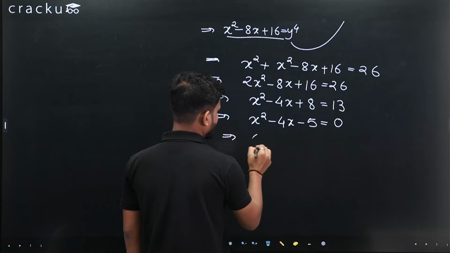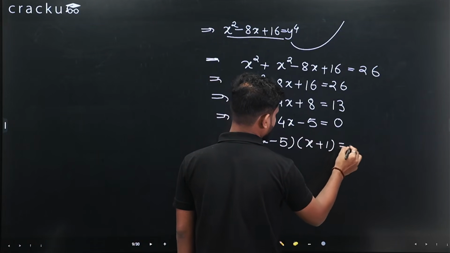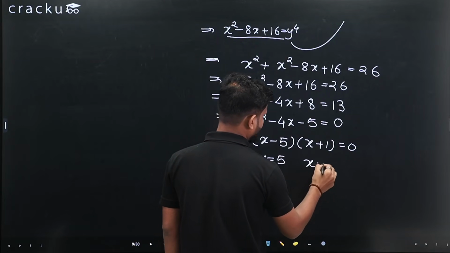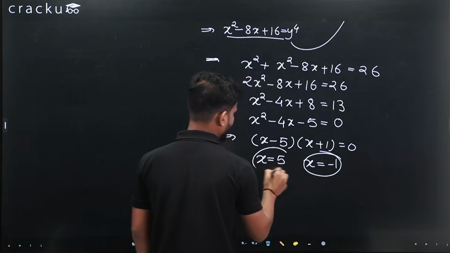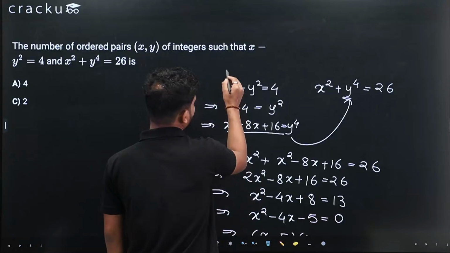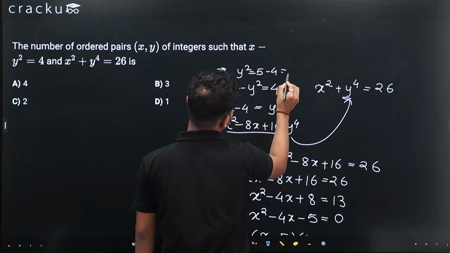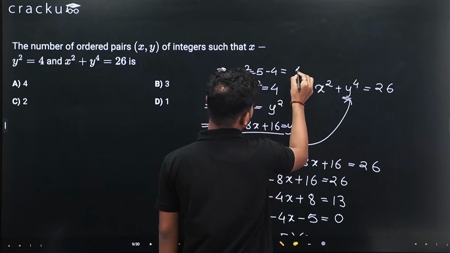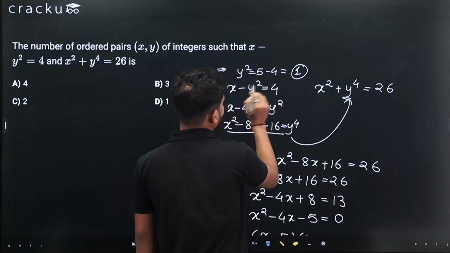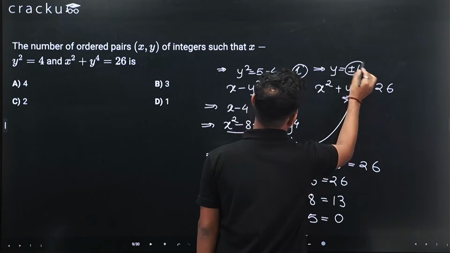You can factorize it in this way: x minus 5 into x plus 1 equal to 0. From here you get x is equal to 5, x is equal to minus 1. Correct? Now if you put x equal to 5 here, you will get y square equal to 5 minus 4, which is 1. So y square will be 1. Now if y square is 1, you will get y is equal to plus or minus 1.